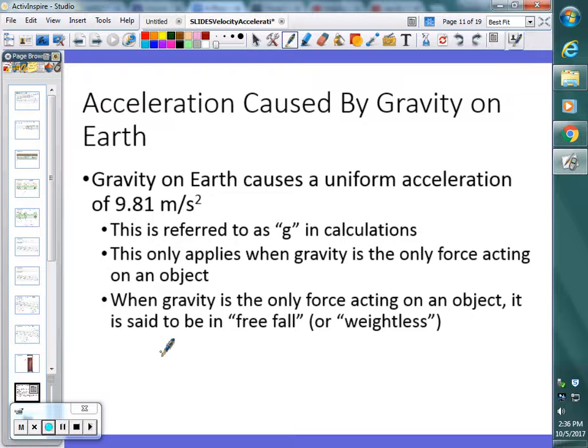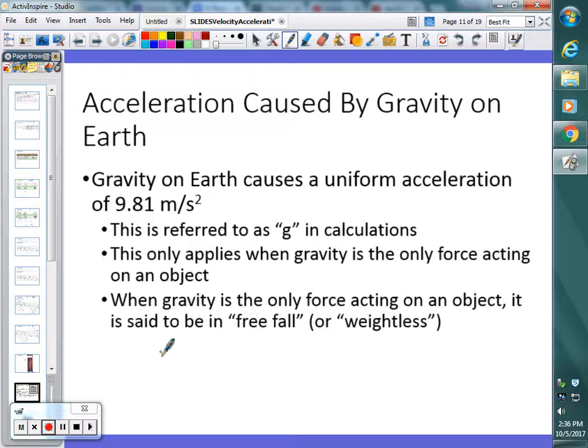That 9.8 number is important. It is the acceleration that gravity causes here on Earth. Gravity is always affecting the motion of objects. Gravity itself causes a uniform acceleration. A uniform acceleration is just a fancy way of saying what? Constant, right? It is a constant acceleration of 9.8 meters per second squared.